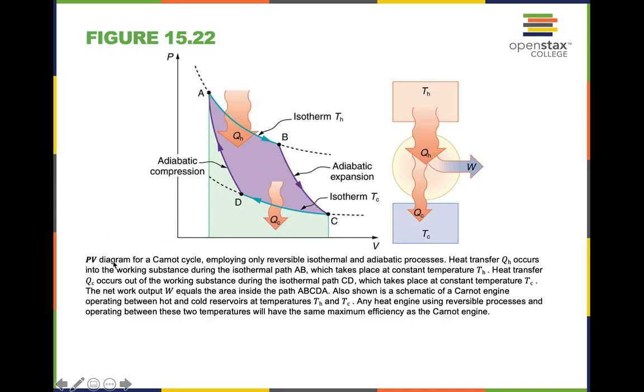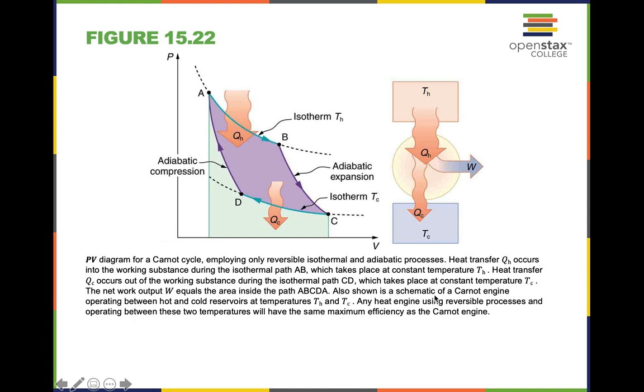So here we have another PV diagram for a Carnot cycle, employing only reversible isothermal and adiabatic processes. Heat transfer QH occurs into the working substance during the isothermal path AB, between here and here, which takes place at a constant temperature TH, isothermal, constant. Heat transfer QC occurs out of the working substance during the isothermal path CD, so from here to here, which takes place at a constant temperature TC. The net work output W equals the area inside ABCDA, all right here.